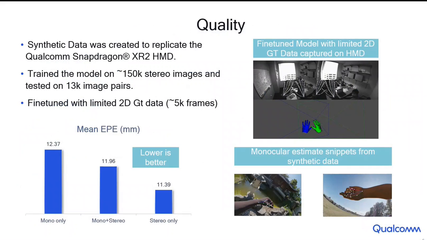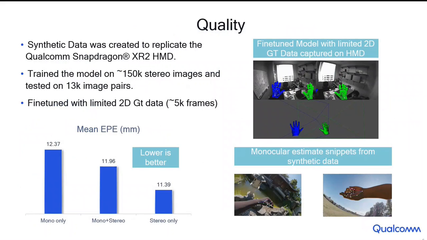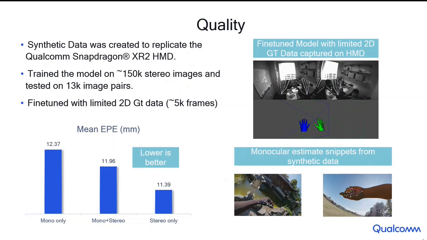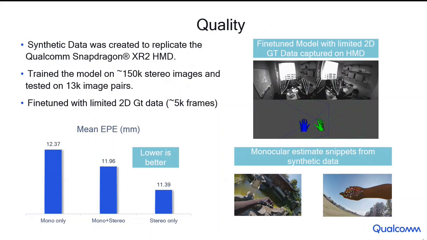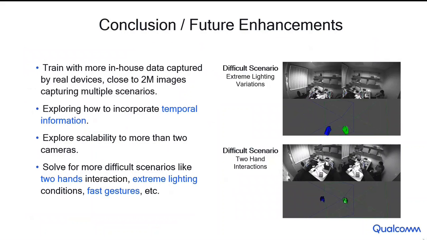Trained on a 150K image synthetic dataset and fine-tuned on 5K real frames, the model operates at an average error of 12.37 millimeter in monocular-only mode, improving further to 11.39 in stereo.